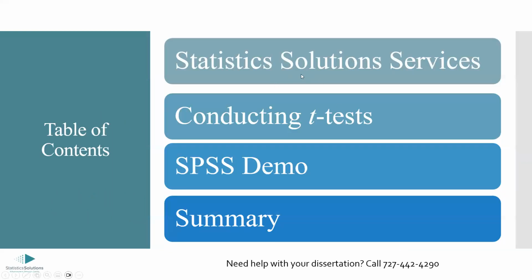So first, I'll give a brief overview of the services that we provide at our company. Then we'll look at how to set up a t-test, what is a t-test, when is the best time to run a t-test. There are three main types of t-tests. There's an independent sample t-test, we have a paired sample t-test, and there's a one sample t-test. We'll look at an example for each of these in the SPSS software, and we'll conclude with a summary and a question and answer session.